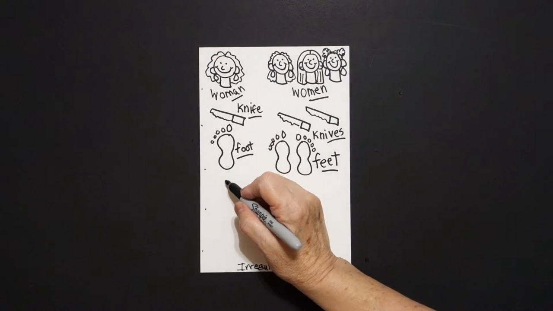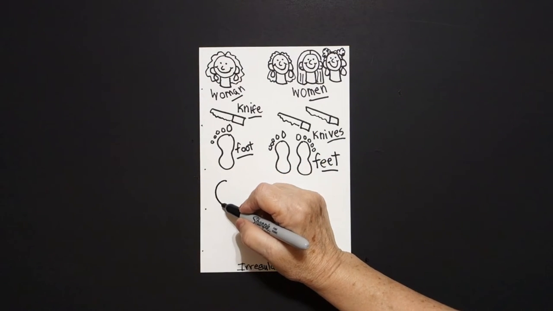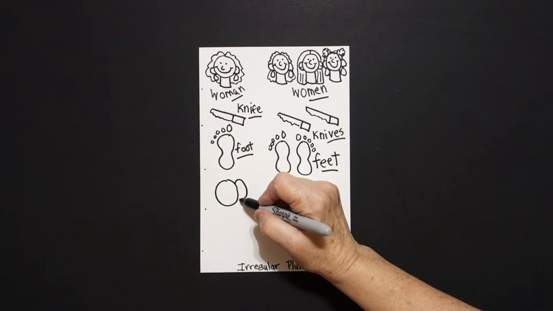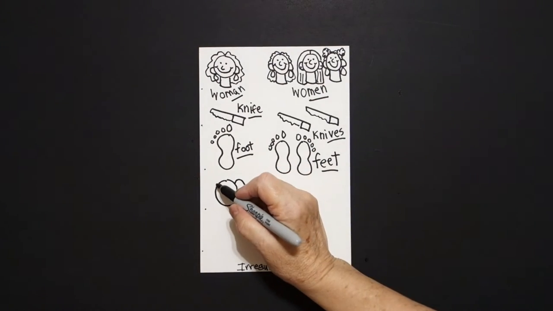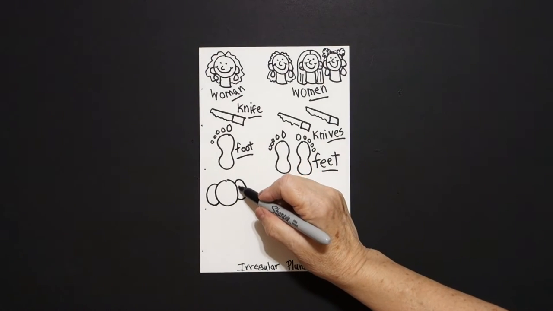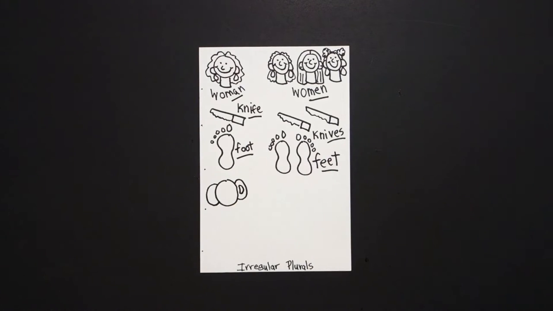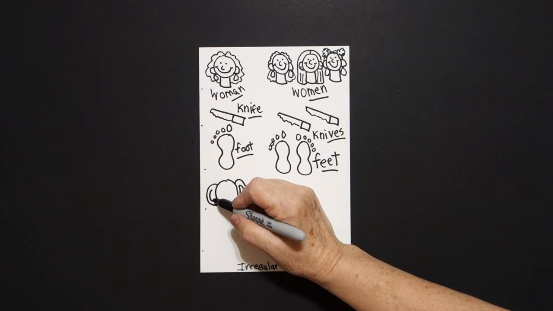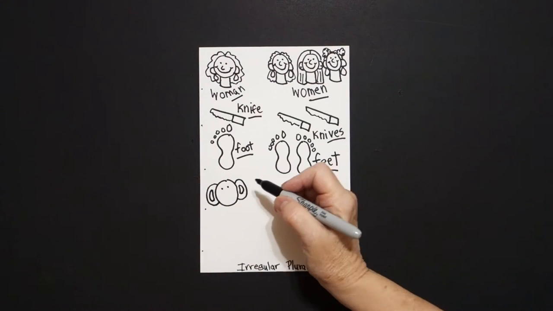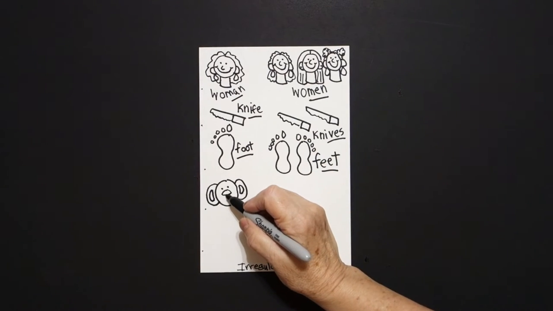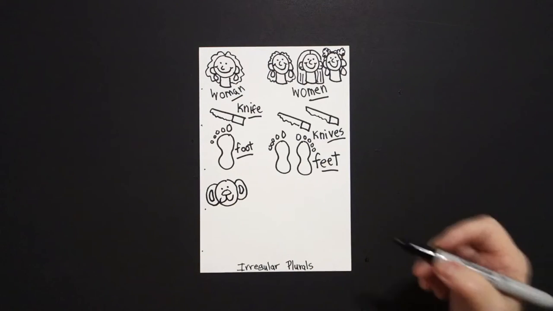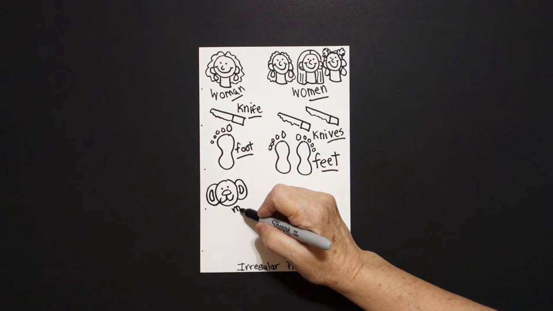Come down over here, put a dot, circle, curve line out, in, connect on the right, curve line out, in, connect on the left. Come inside, little curve line, connect on the right, little curve line, connect. Dot, dot, flat oval, curve line to the left, curve line to the right. This is a mouse.